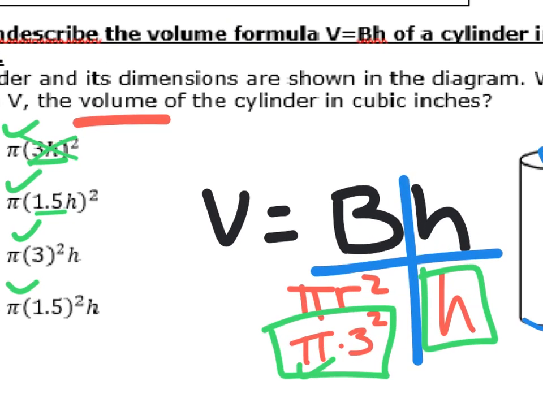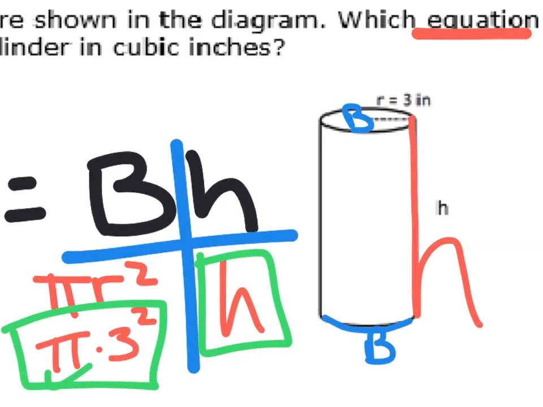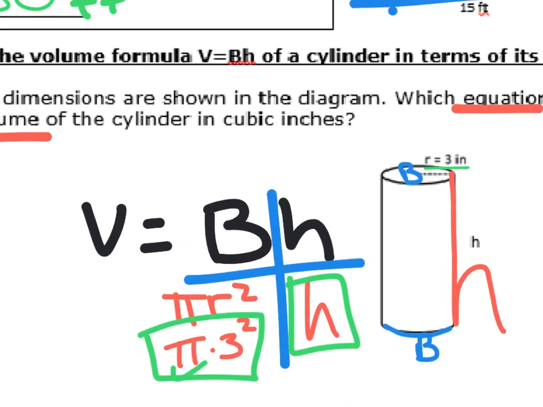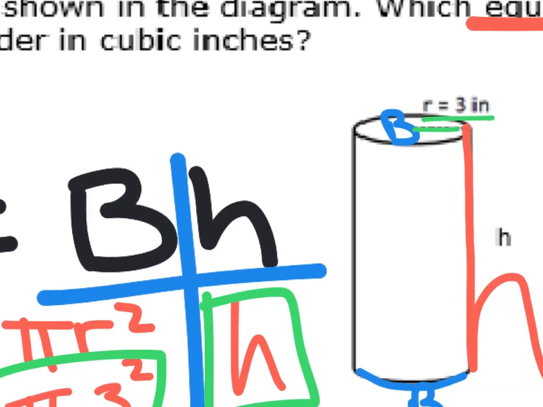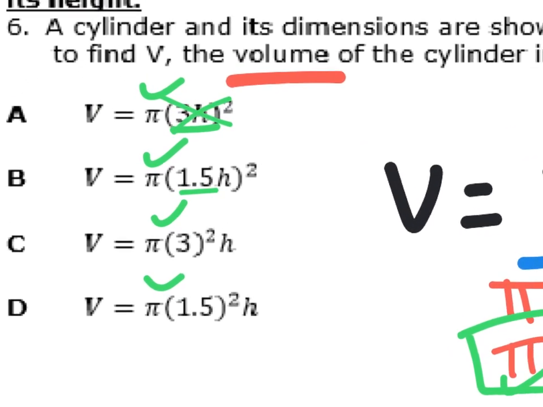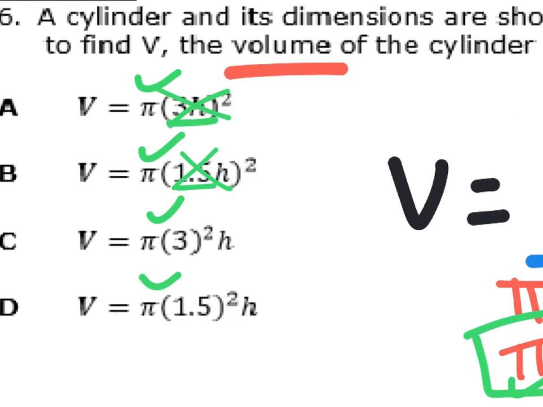Well, I'm supposed to use r, my radius. I did use r, my radius. It says r was 3. It was just from the center to the edge, not all the way across. So I'm supposed to use 3, not 1.5. So this one's not good.